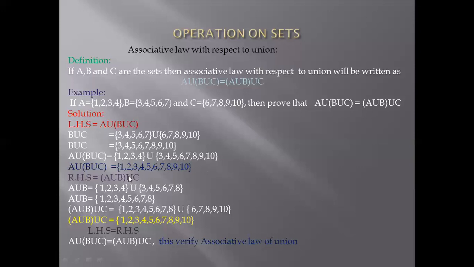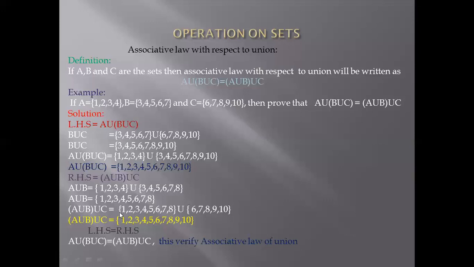Now come to the right hand side. You see that the brackets are with A and B. It means first we find the union of A and B, and then with C. Now A union B. We write the elements of set A, 1, 2, 3, 4, union the elements of set B, 3, 4, 5, 6, 7, 8. Now A union B is 1, 2, 3, 4, 5, 6, 7, 8. We write the repeated element only once.